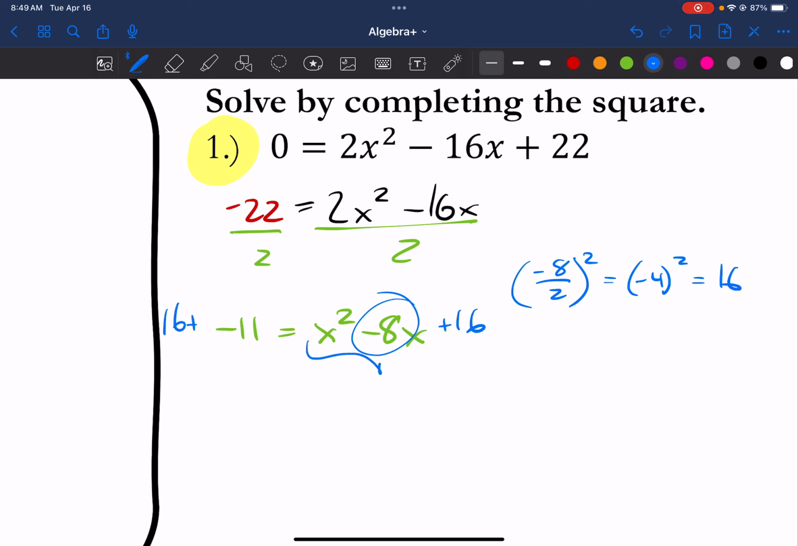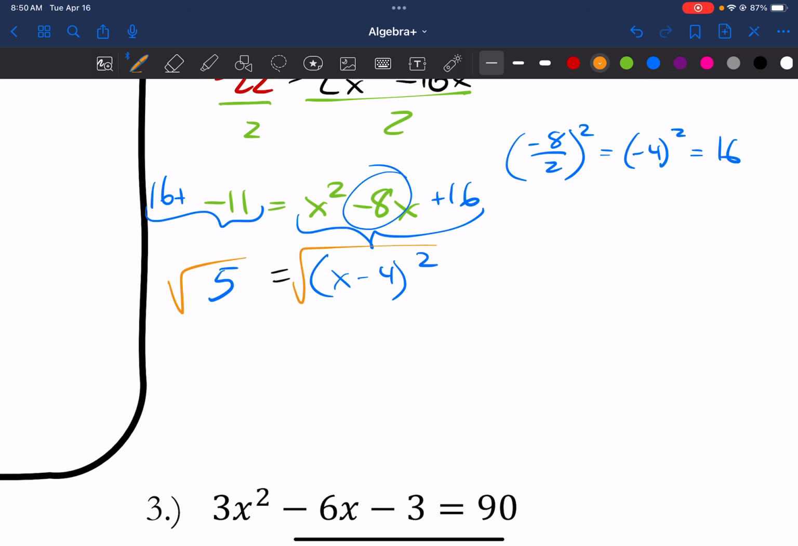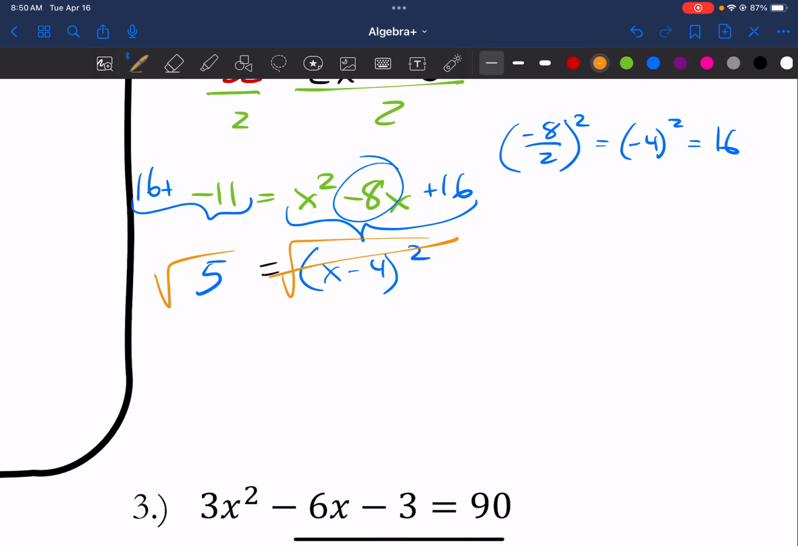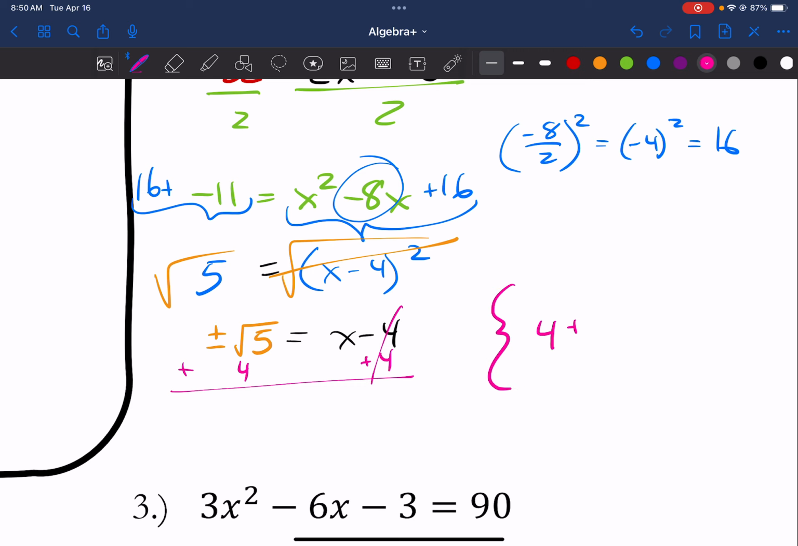And what this allows me to do again is to factor. So I get x minus 4 squared. Over here, when I add this up, it's 5. I'm going to take the square root, and ooh, we ended up with the square root of 5 again. And that doesn't work. We know that. So it's a positive negative square root of 5, which equals x minus 4. I'm going to add 4. So our final answer is 4 plus or minus root 5.